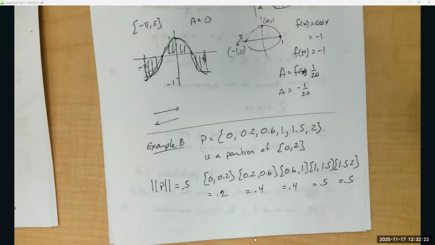So that would be your delta X you would use. Because you can't have different ones on all of them, you have to pick the one you're going to use and use it. So use the largest one.